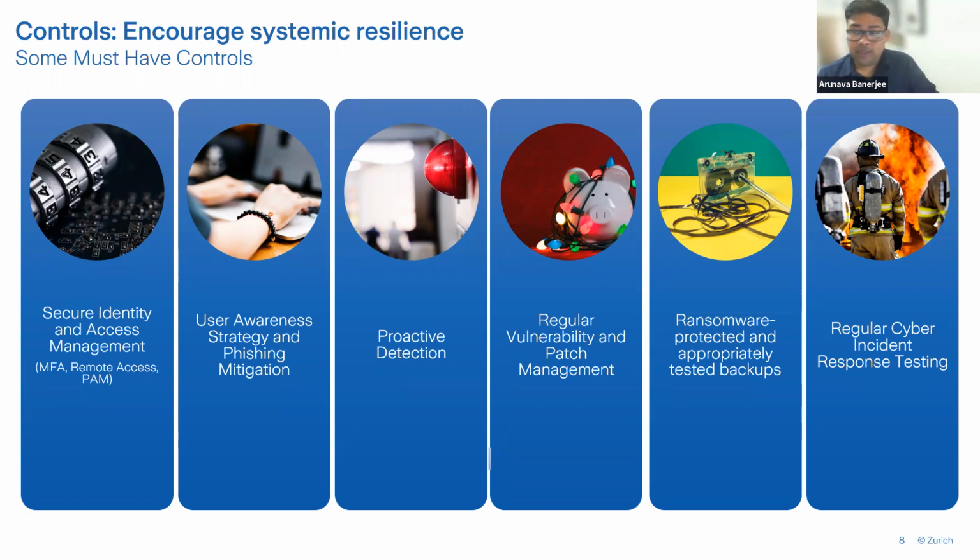The next one is, so I have talked a little bit of technology out here. But the next one is more about user awareness strategy and phishing mitigation. People, as I said, people, process, technology, the three different things for cyber risk treatment. In the people part, what is your user awareness strategy? The worst thing can be you don't have a strategy. You just don't do user awareness.